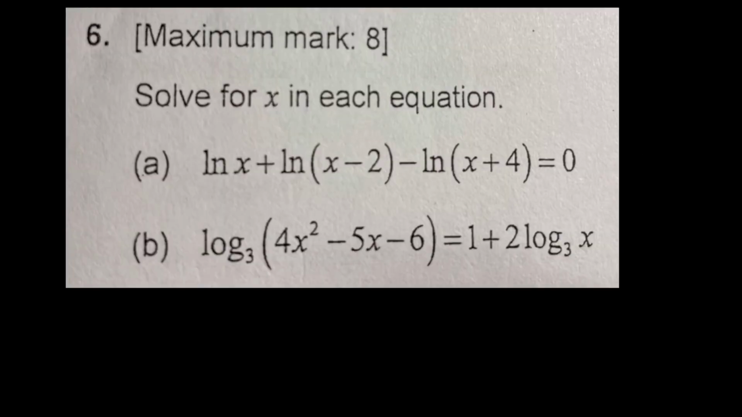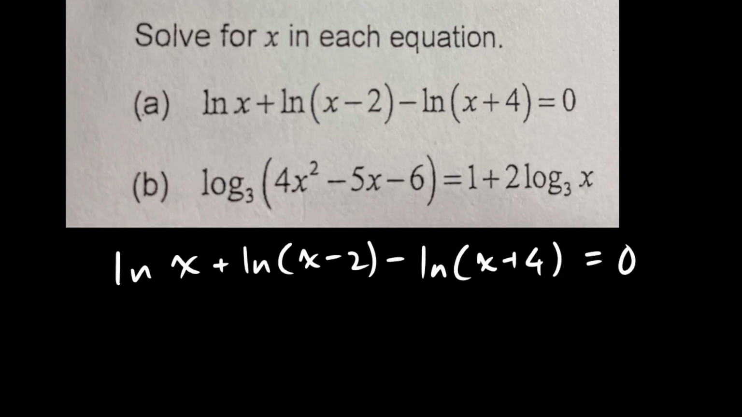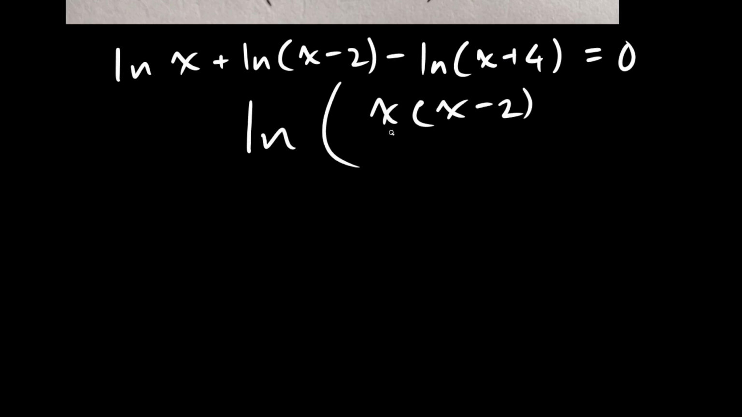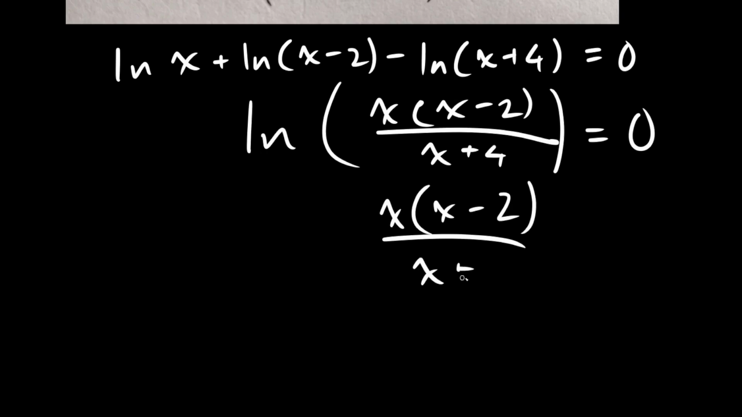And now for this question here, we have to work with logs, and this isn't too bad. So the natural log of x plus the natural log of x minus 2 minus the natural log of x plus 4 equals 0. So if you remember, when we have the addition of two natural logs, the arguments will multiply, and a subtraction means a division. So we can write this as one big natural log, x times x minus 2, all divided by x plus 4, which will equal 0. And we can raise e to both sides. So we'll get that x times x minus 2 over x plus 4 equals e to the 0, which of course is 1.